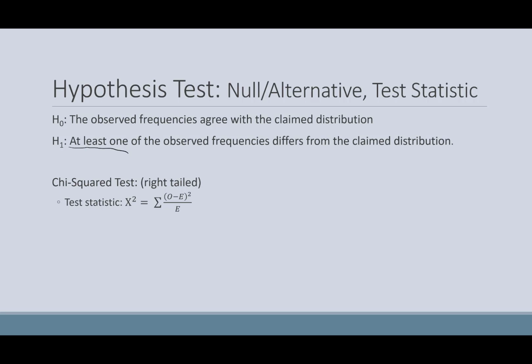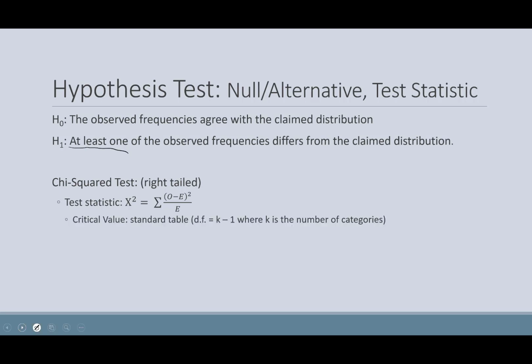So we would take each of our observed minus its expected value, and then we would square each of those, divide them by their expected value, and then take the sum of all those, and that would give us our test statistic.